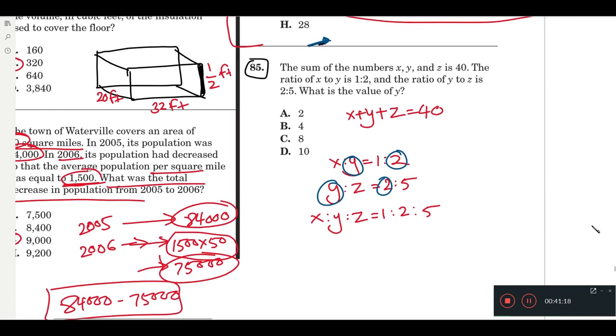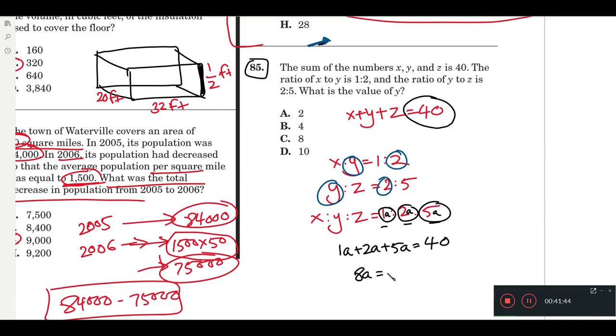Once you have the ratio, you can put a variable next to it. We already have x here, so let's say variable a here. So x is 1a, y is 2a, and z is 5a. And according to the first equation, can we say these three add up to 40? Yeah. So 1a plus 2a plus 5a, now we add them, 8a is equal to 40.